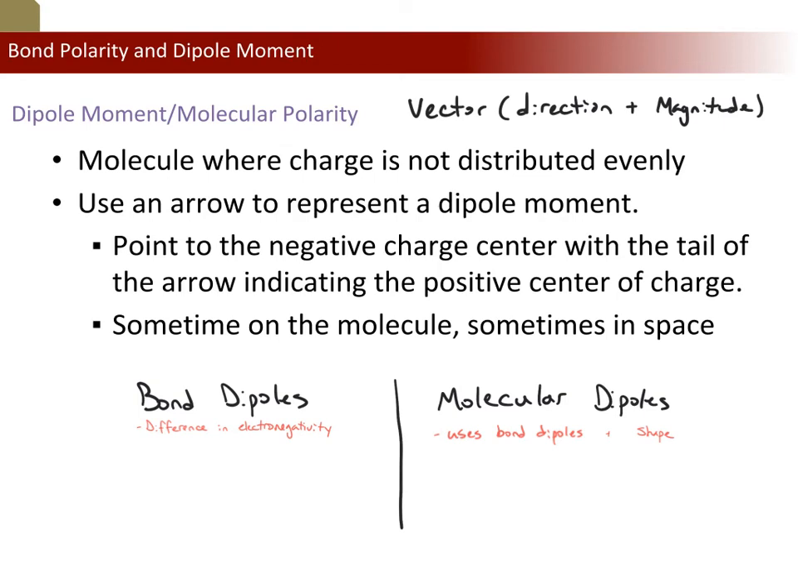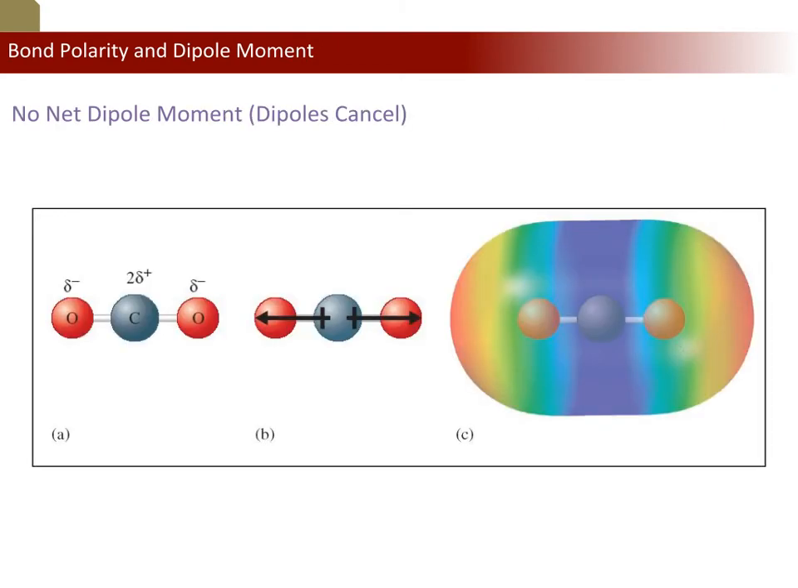Sometimes that dipole falls on bonds in a molecule, but sometimes it falls into empty space between atoms in a molecule. So it really just depends. But pay close attention on these next couple of examples that I'm going to show you about where the dipole moment is being placed on the molecule. Here's a look at carbon dioxide.